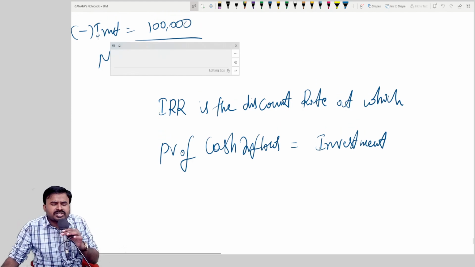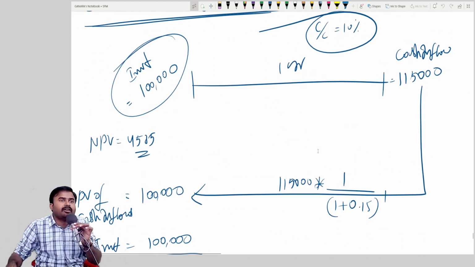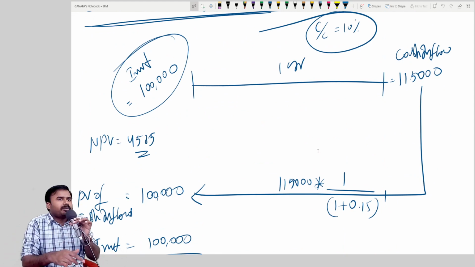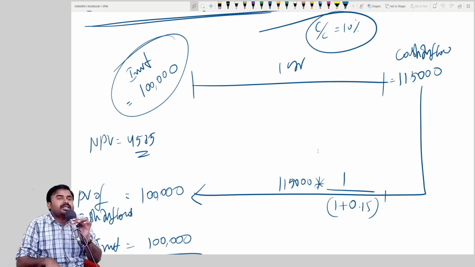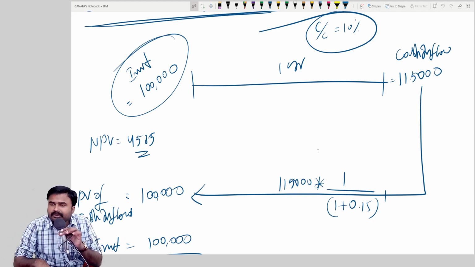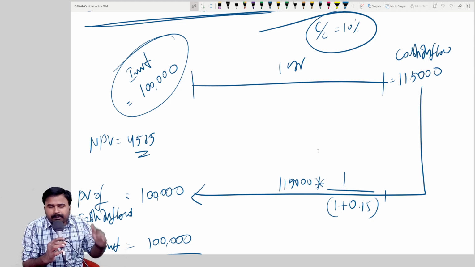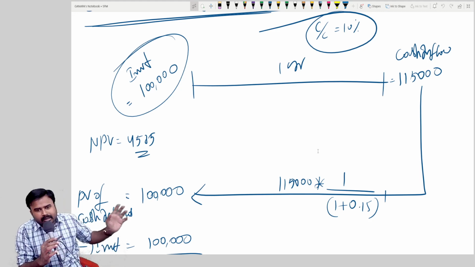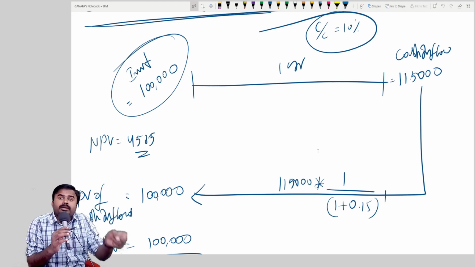Say for example, instead of discounting this 1,15,000 inflow at 15% rate of return, if I discount this 1,15,000 cash inflow at 12% rate of return, do you think that present value of cash inflows is equal to investment? What it means? That means my rate of return is not 12%, right? In case you discount this cash inflow at 12% rate of return, you'll get positive NPV. That means you are not able to completely remove the full rate of return which is included in your cash inflow. You just removed only 12%. In fact, you are supposed to remove 15%.